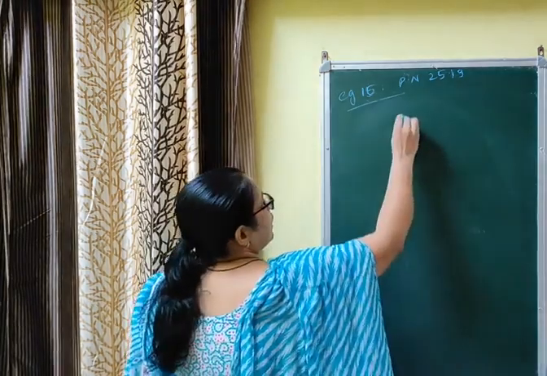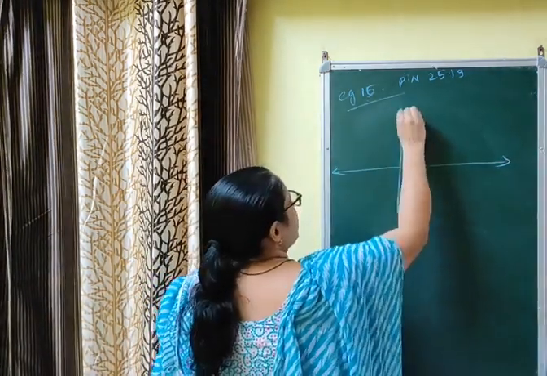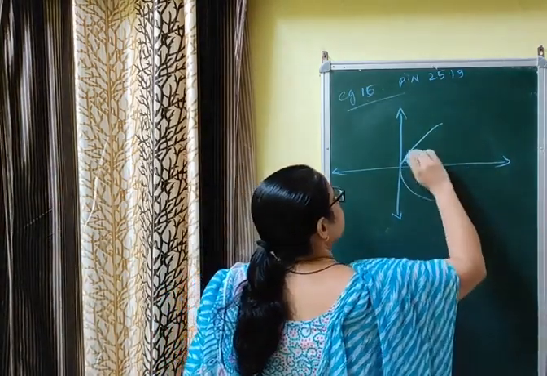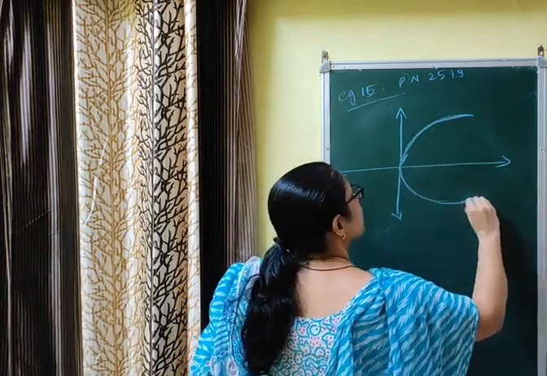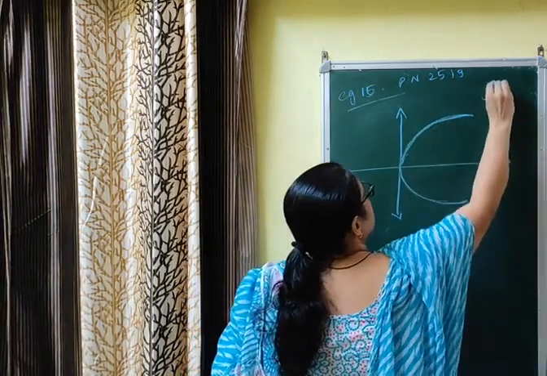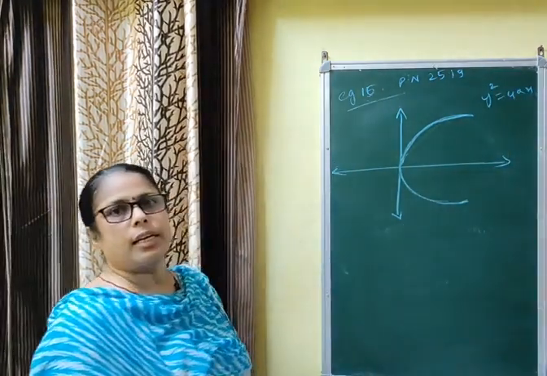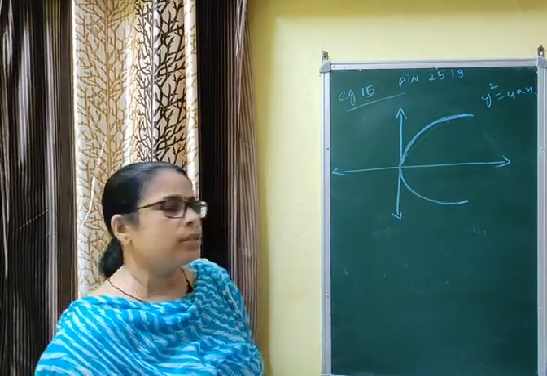You are again given a parabola. All are word problems. Y square equal to 4ax means it is a right-handed parabola. You are given a right-handed parabola, y square equal to 4ax. If it is y square equal to minus 4ax, then it is left-handed; x square equal to 4ay is upward; x square equal to minus 4ay is downward.